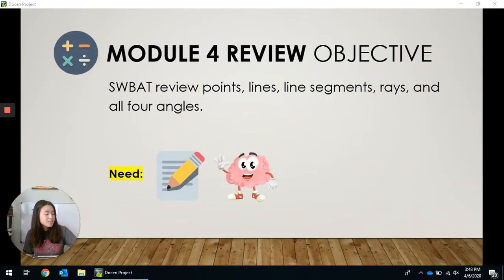But here's our objective for today. Scholars will be able to review points, lines, line segments, rays, and all four of the angles that we learned before spring break. You ready? All you need is a paper and a pencil and your fantastic brain.